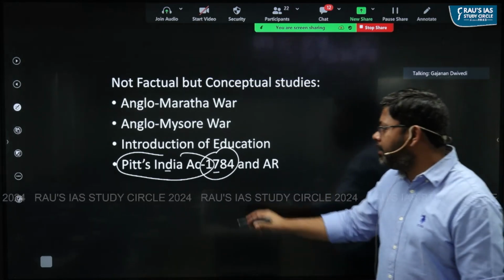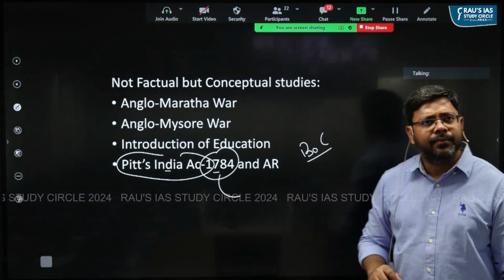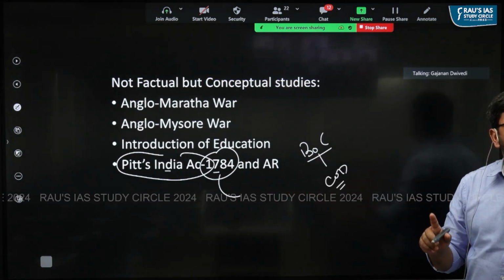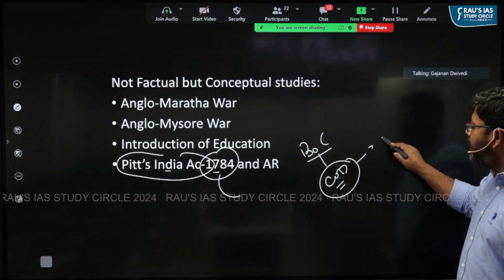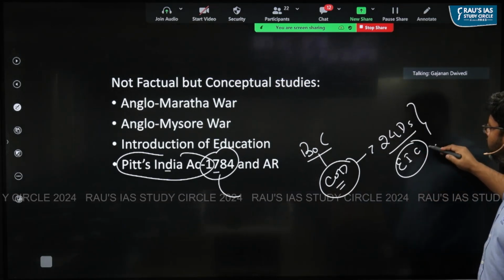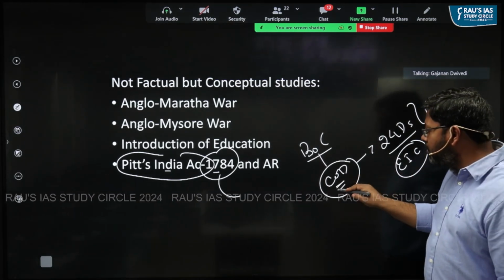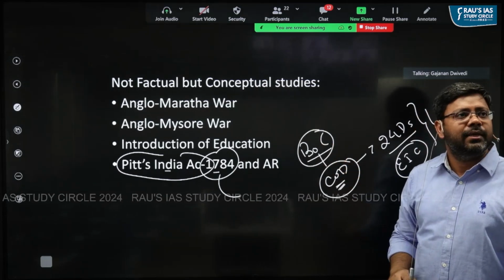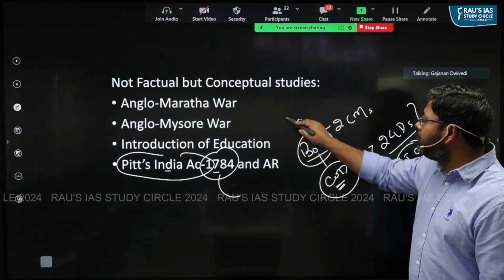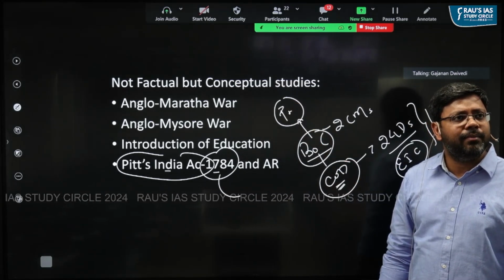क्या हुआ था Pitt's India Act में? The Board of Control was created in England to control the court of directors. अब एक simple सी बात समझिए. Court of directors. What was the court of directors? 24 directors of the company, East India Company, they were ruling over the East India Company from London. And to control the court of directors, the Board of Control was created. The Board of Control had 2 cabinet members. So the Board of Control was being controlled by the British Parliament. So अब क्या बात हुई?